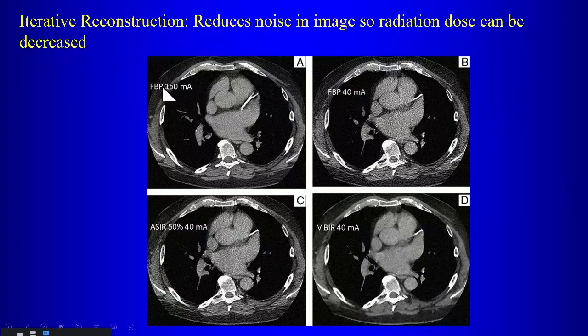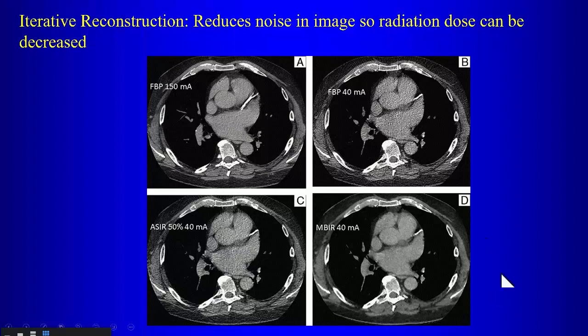So here's an example. This is filtered back projection at 150 mA, right? Here's filtered back projection at 40 mA, so it's 1/3 of the dose, very noisy image. But if you use iterative reconstruction, so ASIR is one method of iterative reconstruction, at 40 mA, which is less than 1/3 of the dose, you get an image here, right? But this image has comparable noise to your filtered back projection image. And then if we use this model-based iterative reconstruction, which is even better, now this image actually has less noise than your filtered back projection image, where you used more than 3 times the radiation dose.